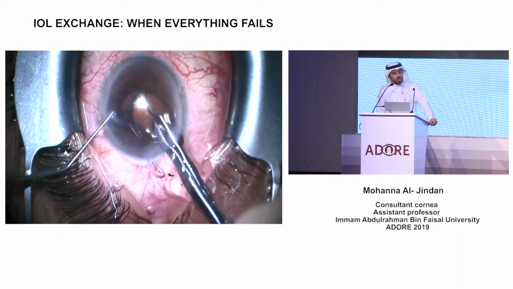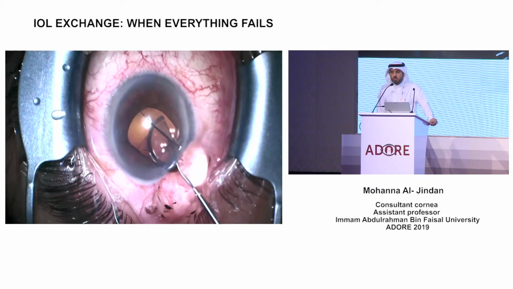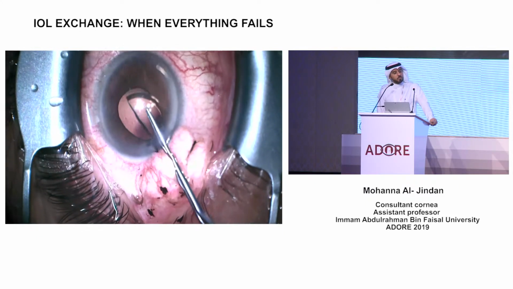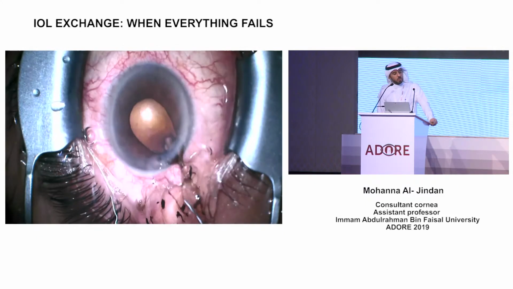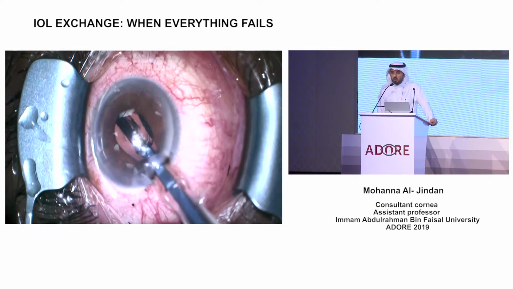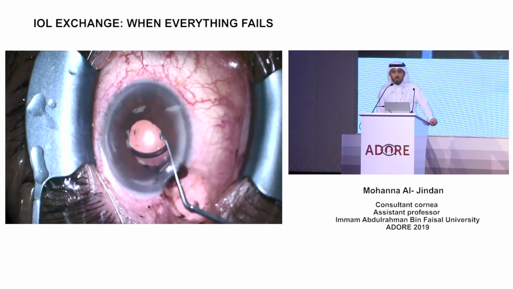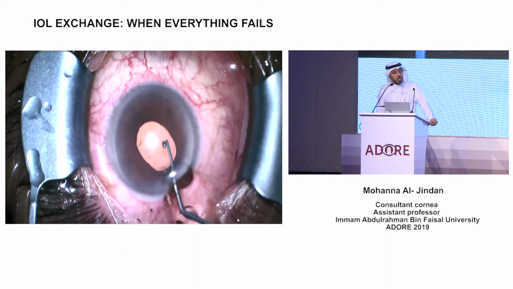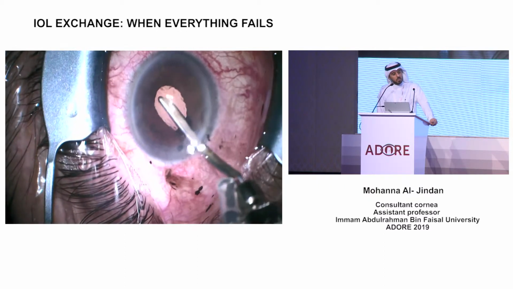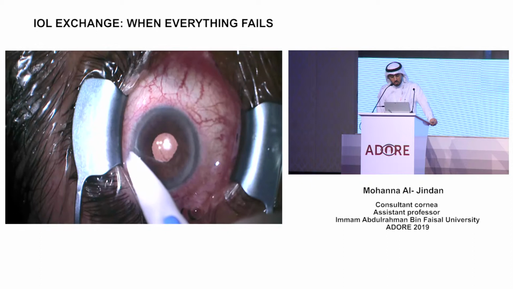Then you can externalize each half from a 2.2 to 2.4 millimeter incision. And after explanting the IOL, you should inspect your bag and your capsule, and if you are sure that there is no compromise to the bag or the capsule, you can just inject your replacement IOL, and then you can conclude the case.